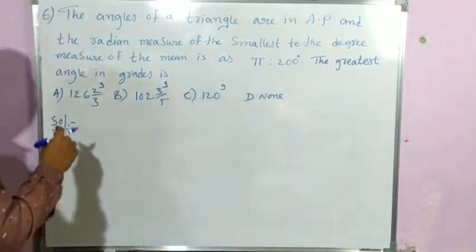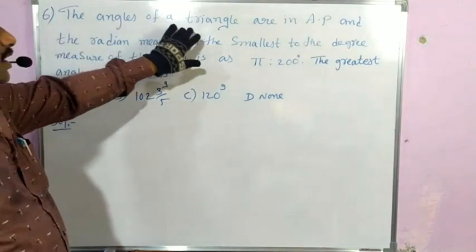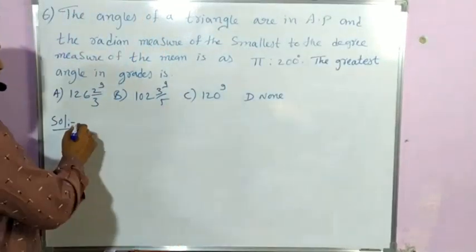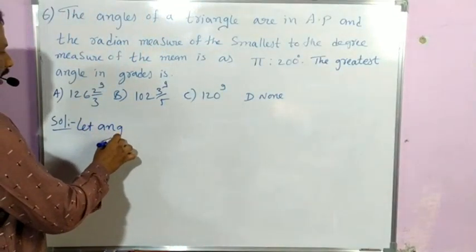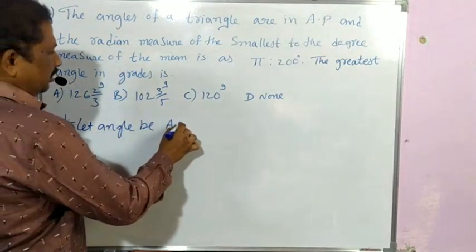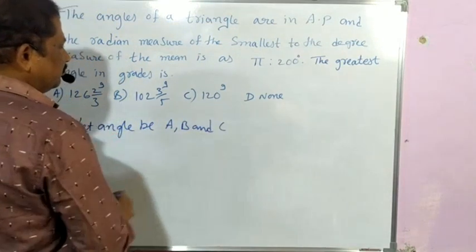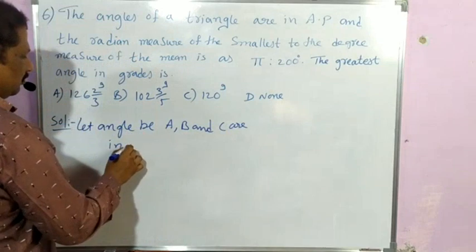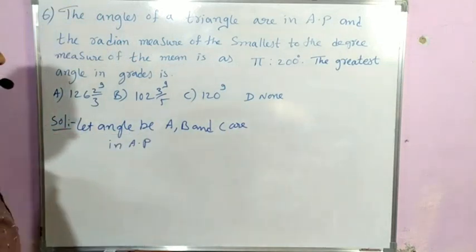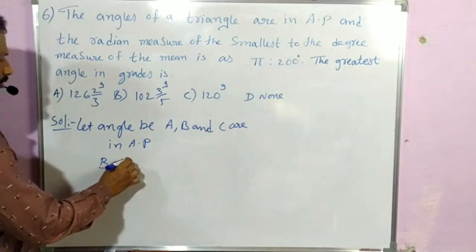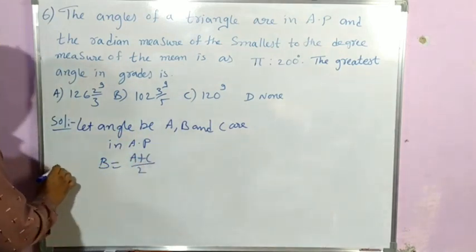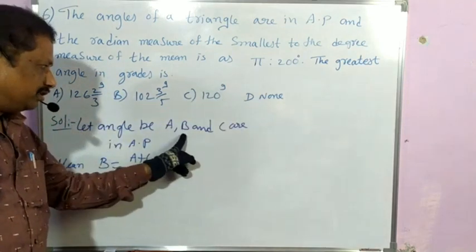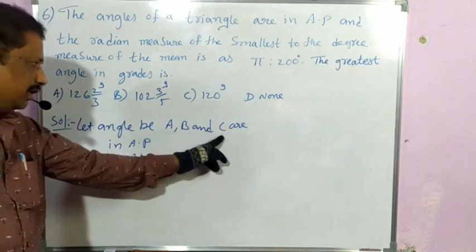So next, what is given here? The angles in a triangle are in AP. Let the angles be A, B and C, which are in AP. These are in AP, and the mean, B, is equal to (A plus C) by 2. Because A, B, C are in AP, B is the mean. It is the average of A and C.